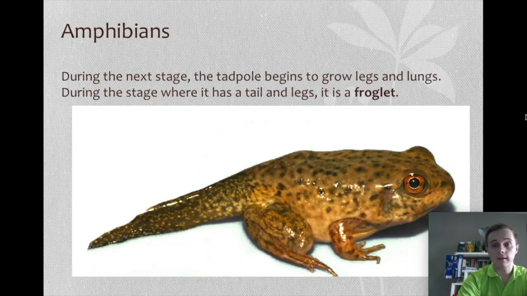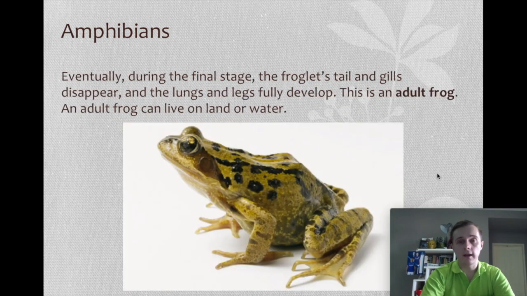Now, as the tadpole grows, it goes through many changes. It begins to grow lungs and legs. And at this stage, where it has a tail and legs, it's called a froglet. So it's not quite an adult frog yet. So you see it has a tail, like the tadpole does, but it also has legs, which the tadpole did not have.